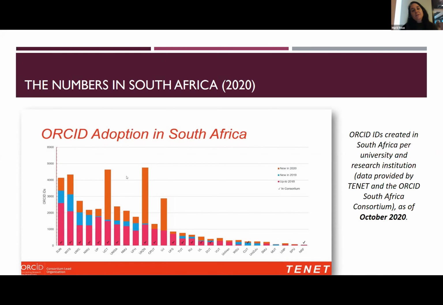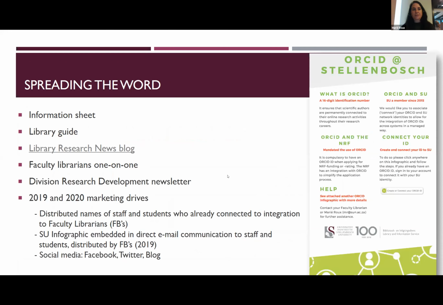KwaZulu-Natal. And the reason for this came out in the workshop we had last year. And it was because both of them implemented conveyors during that year, which is a CRIS system. And of course, it also fully integrated with ORCID. So that was the reason for that big growth at the universities.